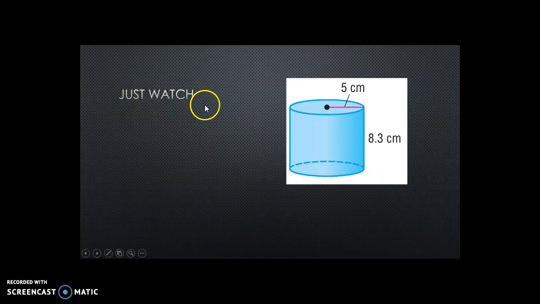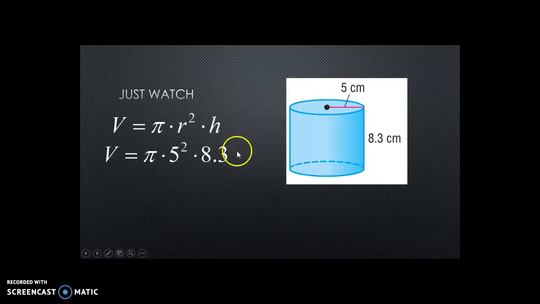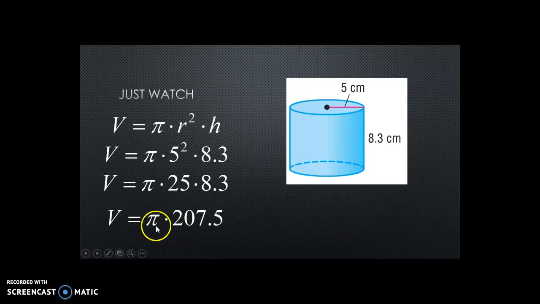So just watch this problem. Remember, here's the formula. Volume equals pi times radius squared times height. Pi r squared h. And we're going to put the numbers in. Pi is not a variable. Pi is a number. It's 3.14. We just use this symbol for it. Okay? So my radius is 5. My height is 8.3. So I'm putting 5 here, putting in 8.3. I'm then going to square this radius. 5 squared is 25. I'm then going to multiply these two values together, and I get pi times 207.5.